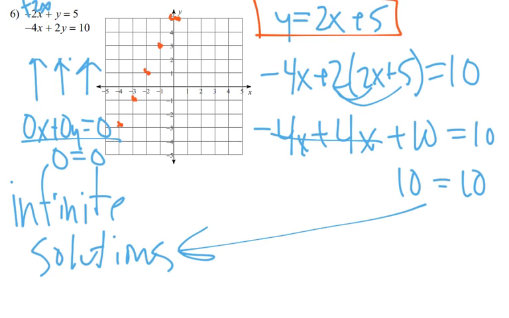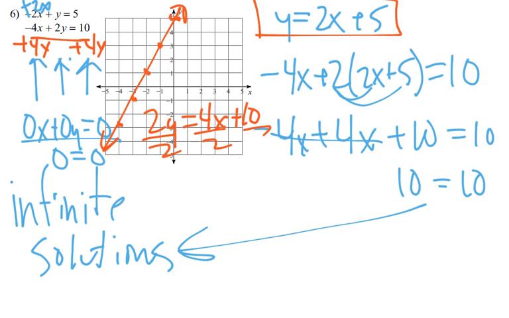I'm trying to go pretty quick on some of these. If I would have manipulated this, I would have added 4x and got 2y equals 4x plus 10. Divide by 2, and you would have found right here that you have the same exact equation. So that's how you approach all of those problems.